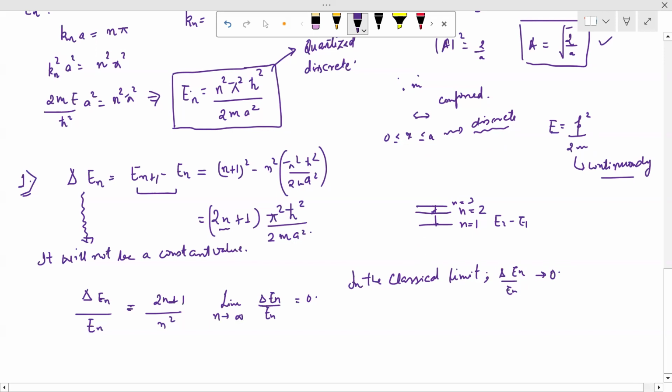Okay, so basically in the classical limit, what will happen? All these energy states will become very close to each other and will not be distinguishable. Rather, they'll become indistinguishable. I hope this is something that you should remember.